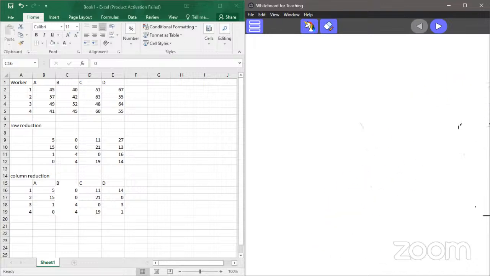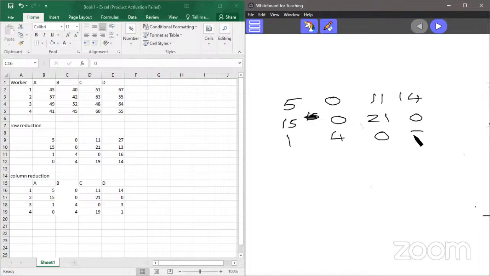So allot job B to worker 1. To worker 2, we have 2 choices actually. Job B and job D. But job B is already allotted to 1, isn't it? Are you getting the point? See, we have numbers 5, 0, 11, 14, 15, 0, 21, 0, 1, 4, 0, 3, 0, 4. Again, allotment also should be done by the single zero method.